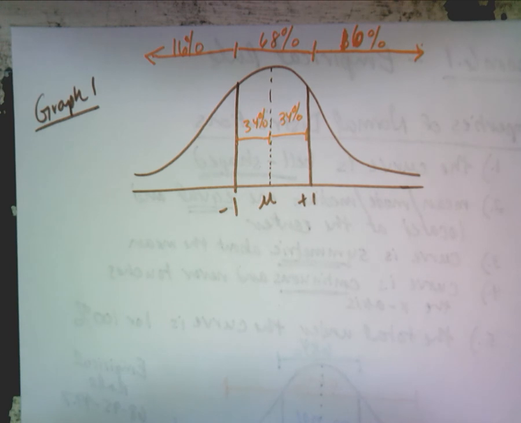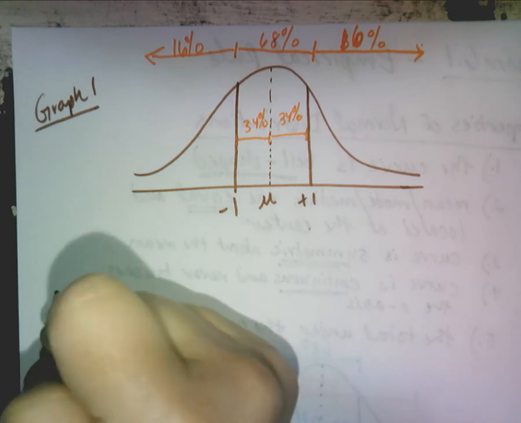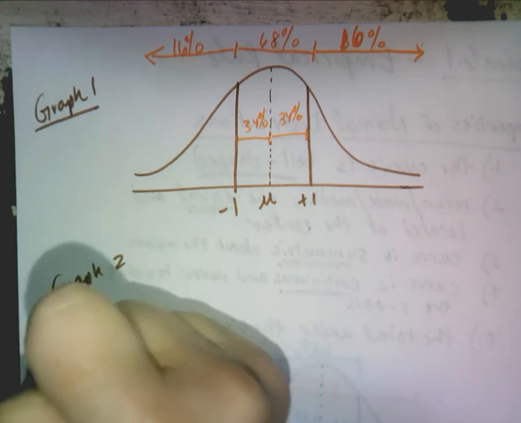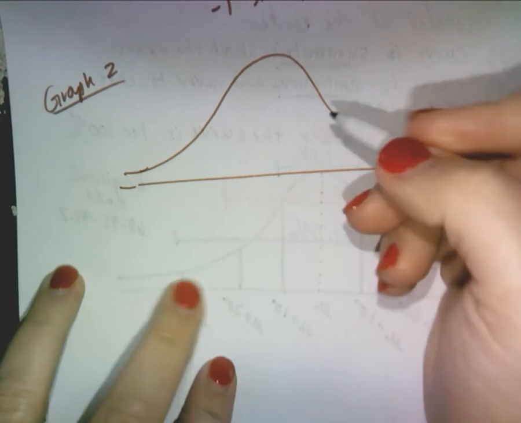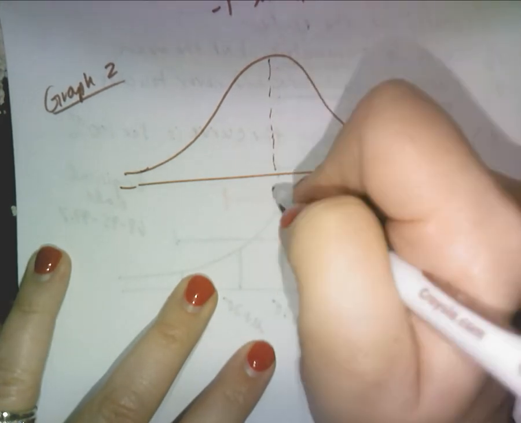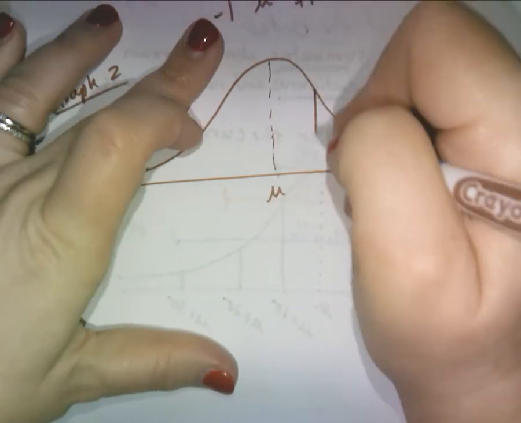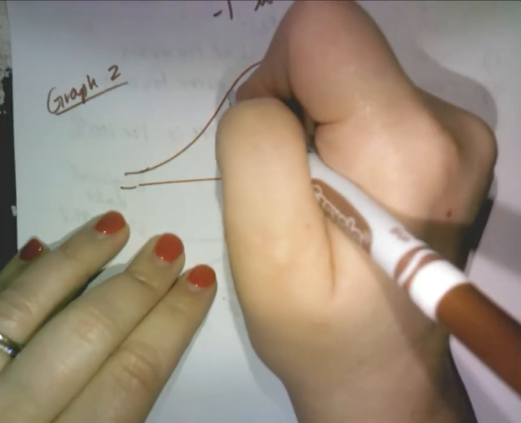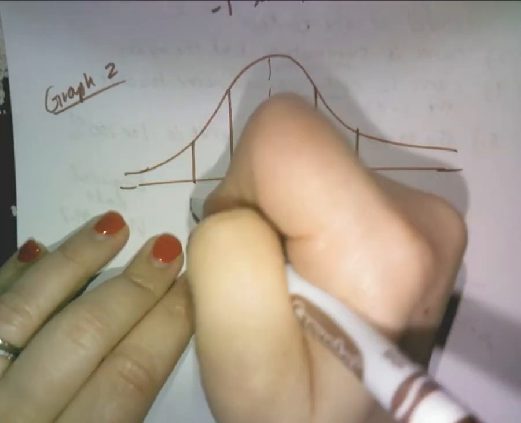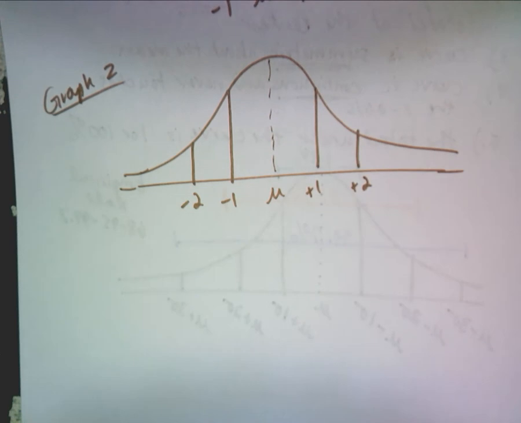So write that one down. Actually, the 3rd graph is probably the one that makes more sense. Okay, let's do what I call graph 2. Draw your curve again. Put mu. Put 1 standard deviation, put 2 standard deviations. So +1, +2. Put -1, -2.